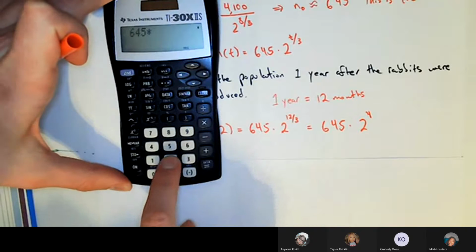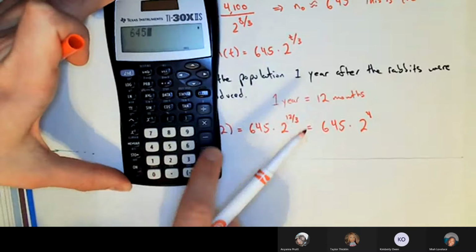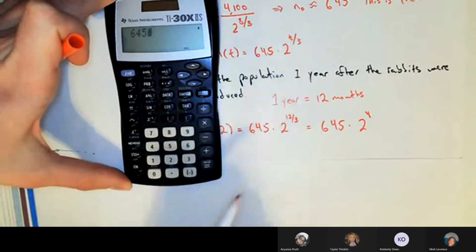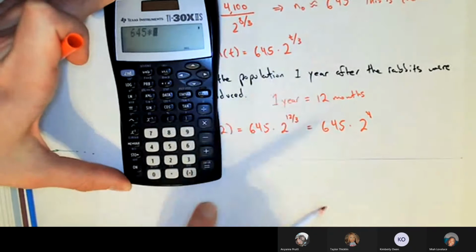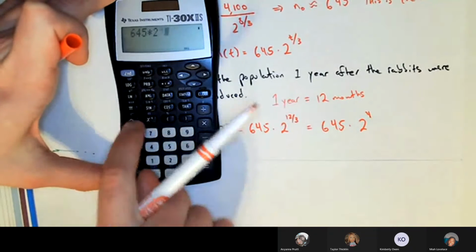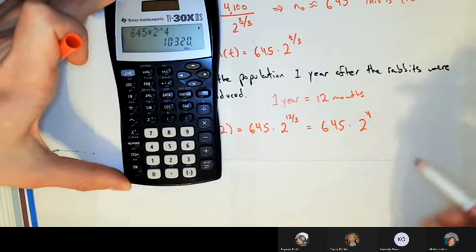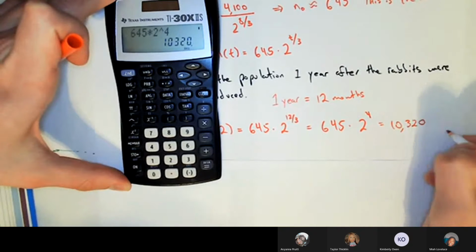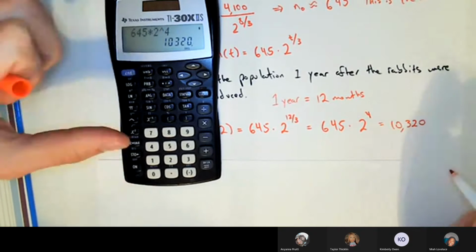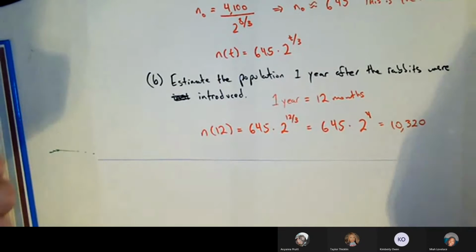So 645 times... when you do the calculation in the calculator, you do need to say times. Sometimes you can just stick the two numbers together, but not in this case. You need to say times 2 raised to the 4th power. And I'm getting 10,320. And that's the population 12 months from the original point where they were introduced.